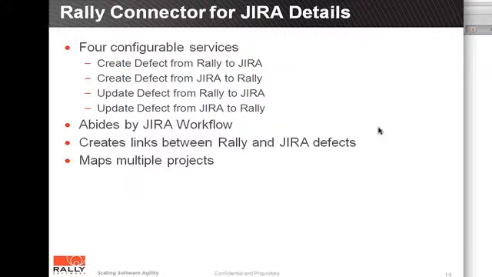So as I mentioned, the connector is written pretty flexibly, where we have what we call four configurable services. You can create defects from Rally to JIRA, create defects from JIRA to Rally, and then update in both directions. Depending on your process and where you want defects to start or end, you can use any of these four services in different orders to get what you want.